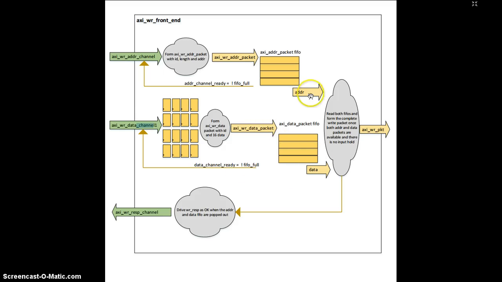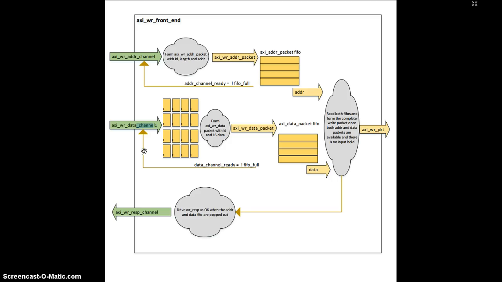Now once both address and data are available for a particular ID, the write packet is complete and it can be output, indicating that there is a valid write packet available. The packets in the write address and write data channels will come in order with respect to the ID. For example, if the master is producing 5 different writes, then it will send the 5 addresses and 5 data packets in order in the write address and write data channels respectively. But there is no need to do this concurrently.